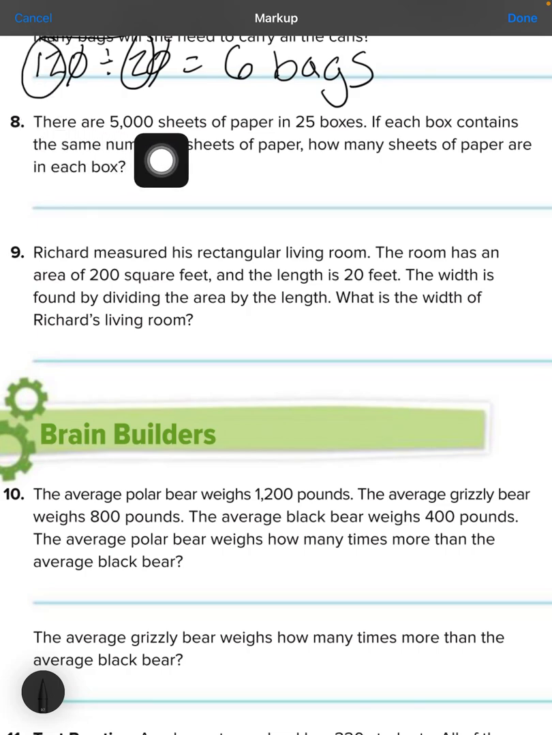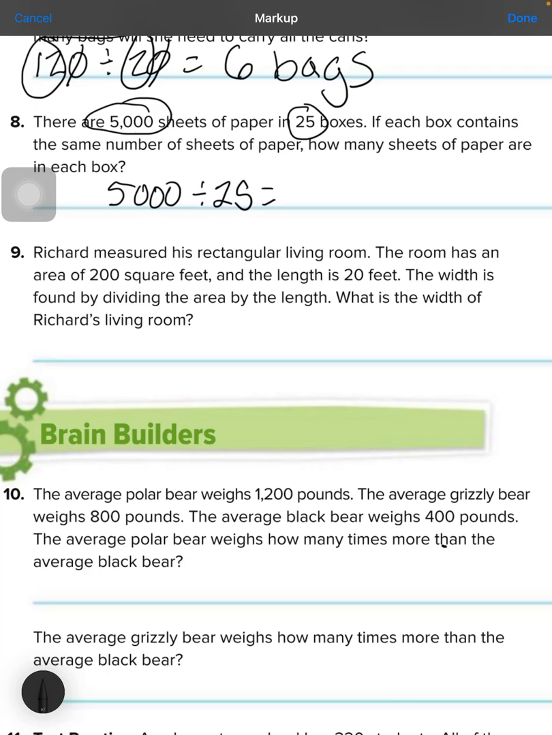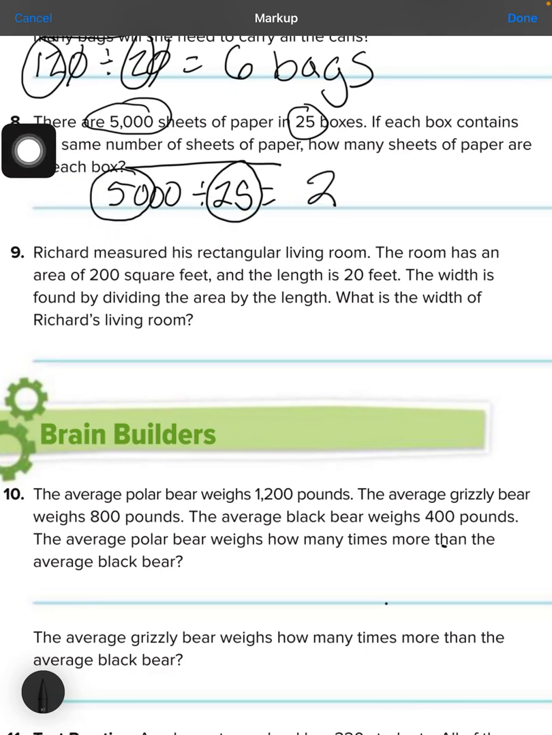Number 8. There are 5,000 sheets of paper in 25 boxes. If each box contains the same number of sheets of paper, how many sheets of paper are in each box? So we have 5,000 divided by 25. Well, darn it, there isn't any zeros in the divisor for me to mark off. But I do know that 50 and 25 are compatible numbers. I know that 25 will go into 50 twice. Then I can bring those 2 zeros over, and I'm going to have 200 sheets in each box.